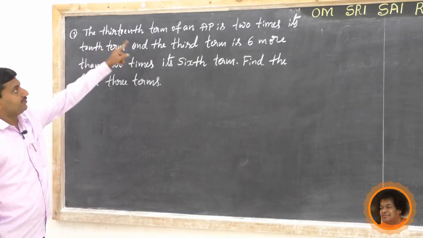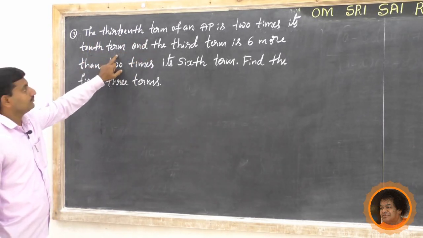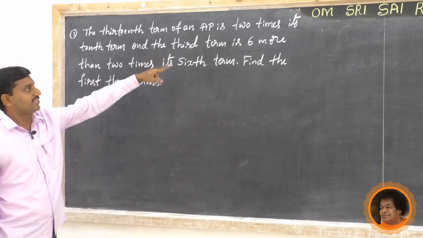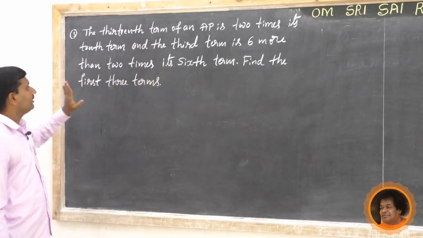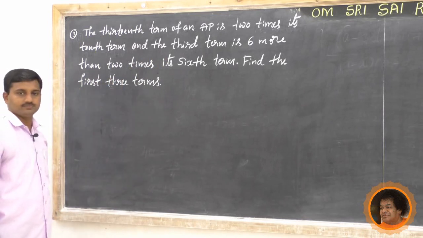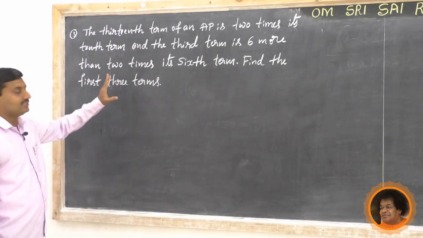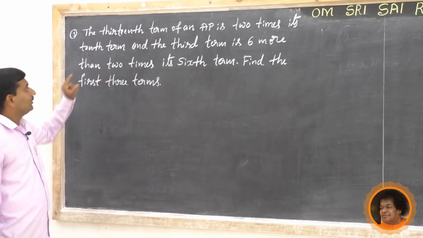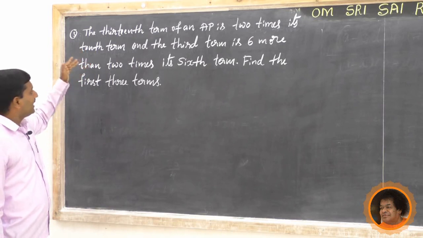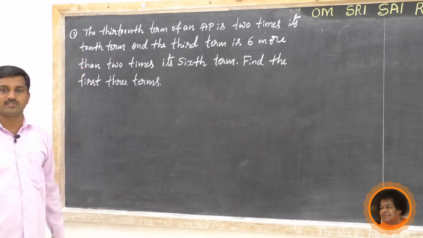The 13th term of an AP is 2 times its 10th term, and the third term is 6 more than 2 times its 6th term. Find the first 3 terms. Students, this is the last question in this lesson. Which are the 3 terms in AP?